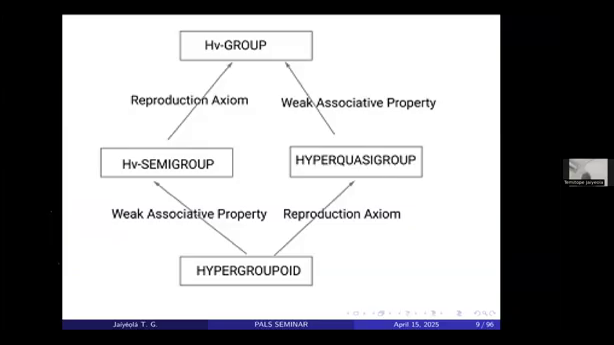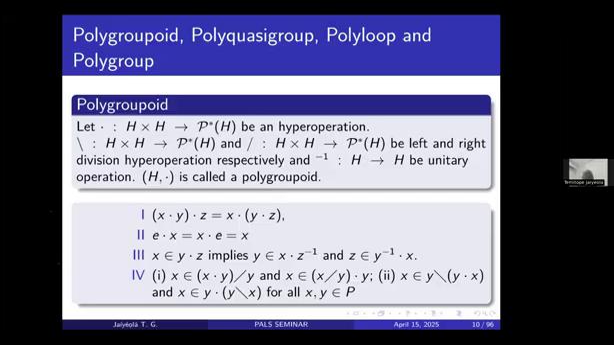And this is a chart that relates the weak hyperalgebraic structures. If you have a hypergroupoid with the weak associative law, that is the WAS, it becomes an HV semigroup. If a hypergroupoid possesses the reproduction axiom, it becomes a hyperquasigroup. An HV group is an HV semigroup that has the reproduction axiom, while an HV group is also a hyperquasigroup that has the weak associative law.